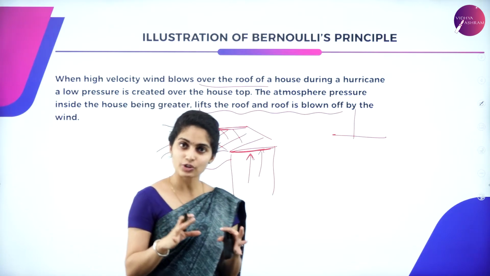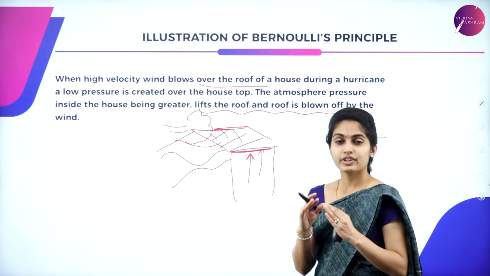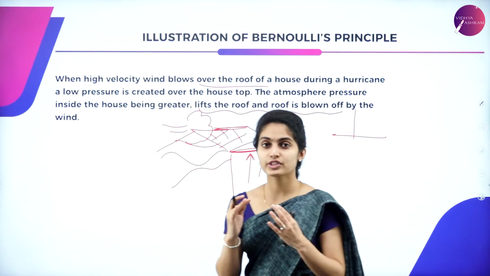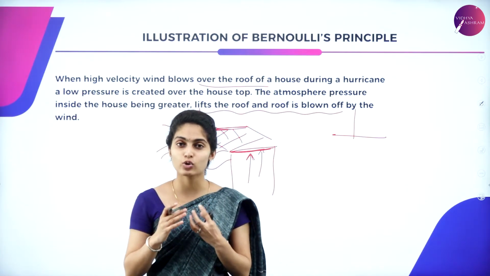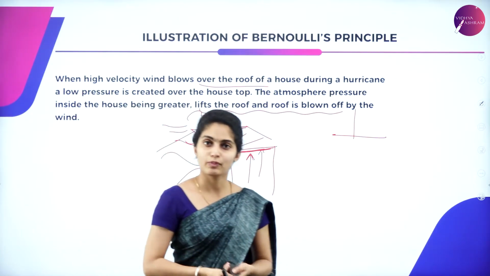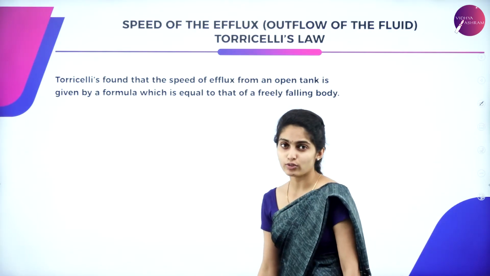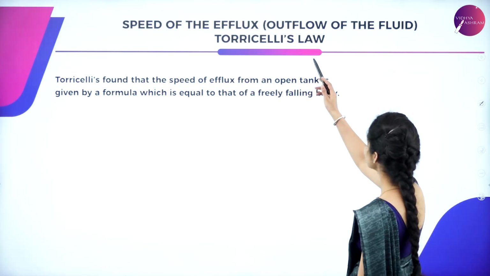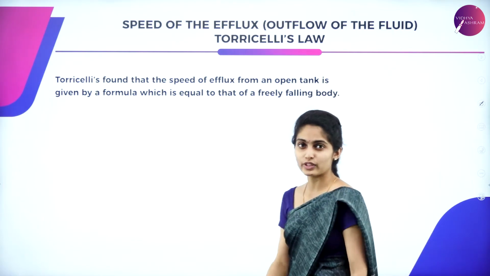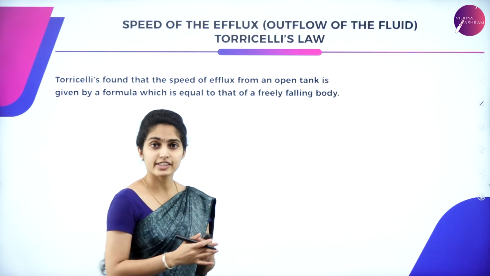It is a very short concept wherein you have to understand that wherever the high velocity of an object is present, there its pressure is very low when compared to atmospheric pressure. Now let us study the speed of the efflux. Efflux means outward flow of the fluid. It is also called Torricelli's law.